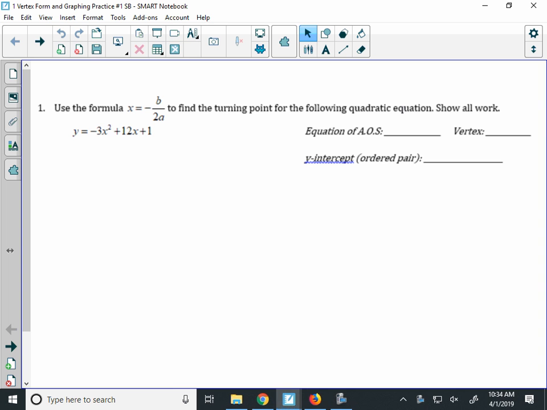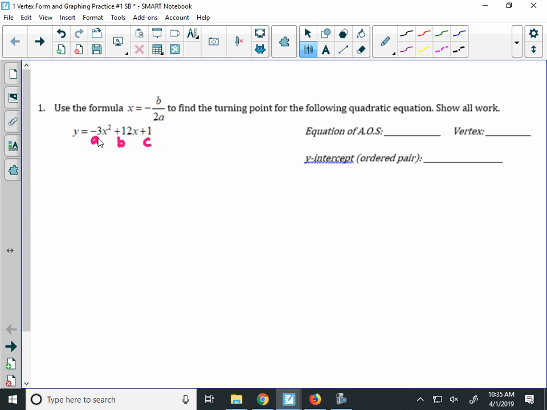So we have a quadratic that's here in standard form. I know it's in standard form because there are no parentheses. In order to use this formula, I need to know what a, b, and c are for my quadratic. A is the number in front of the x squared, the coefficient. B is the number in front of x, and C is the constant.